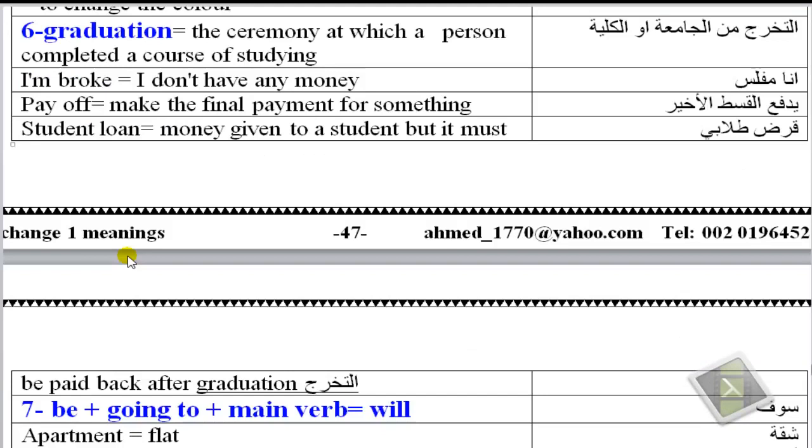Number 6. Graduation: the ceremony at which a person completes a course of study. I'm broke: I don't have any money. Pay off: make the final payment for something. Student loan: money given to a student, but it must be paid back after graduation.